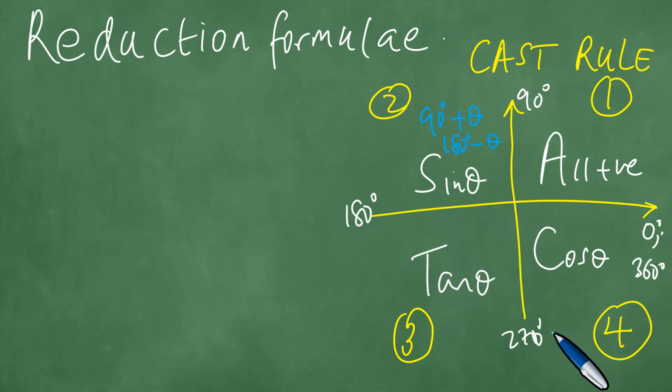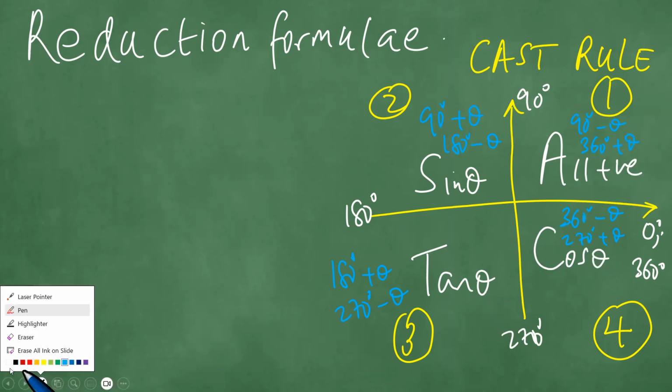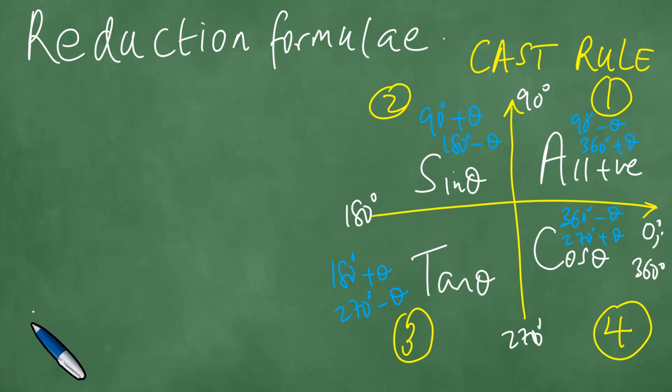Here, if you're at 180 and you want to go to 270, it becomes 180 degrees plus theta. But if you are at 270 and you want to go back to 180, it's 270 degrees minus theta. Then you are at 360 degrees: you can have 360 degrees minus theta, but you can also have 270 degrees plus theta. Here, you can have 90 degrees minus theta, which means you can also have 360 degrees plus theta. So we continue.